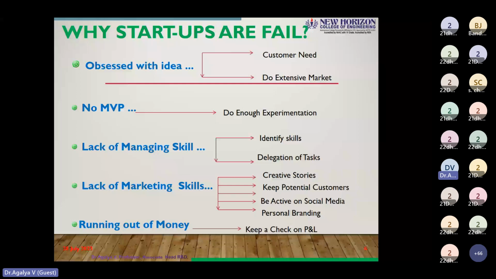So the first thing is to start with an idea, not a minimum viable product. And the next is, if you create a minimum viable product to reach out to the customer, then definitely the startup will be a success.